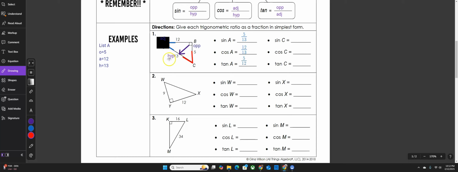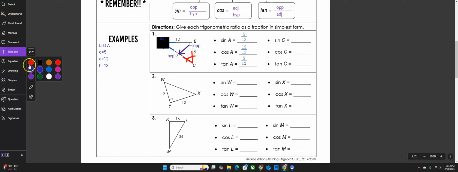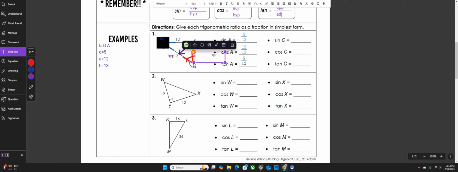My hypotenuse does not change. It's always going to be the same, so therefore I'm going to leave hypotenuse labeled as is. But now angle C is bordered by line segment BC and line segment AC. So that means this side right here, that is marked as length of 5, side BC, is going to be my adjacent side. That is the side that touches angle C.